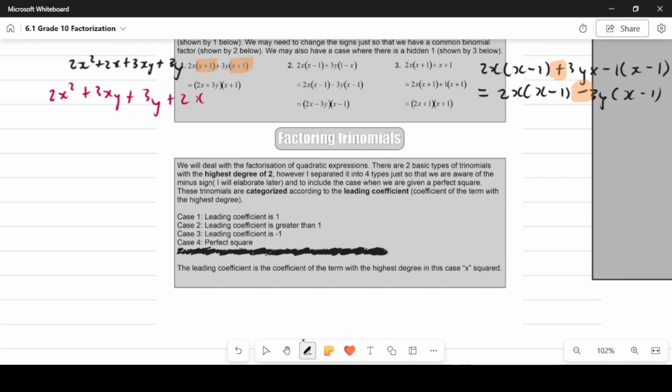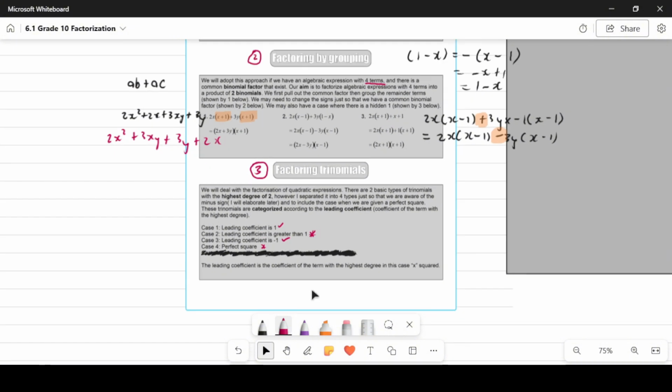Factoring of trinomials. I discussed this extensively. This is our third technique of factorization. We've already discussed when the leading coefficient is 1. I've already discussed when the leading coefficient is -1. So now let's shed some light on how we solve a question when the leading coefficient is greater than 1, and when we have a trinomial that is a perfect square, how do we actually solve that?